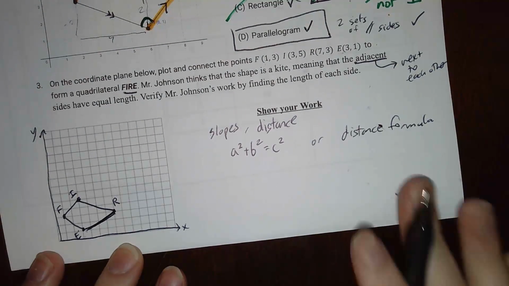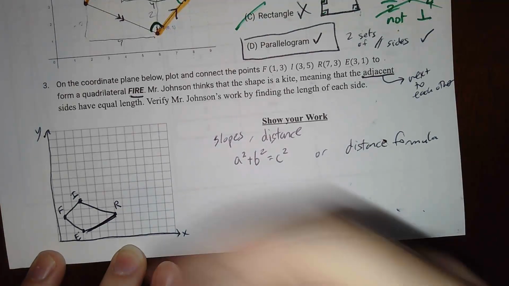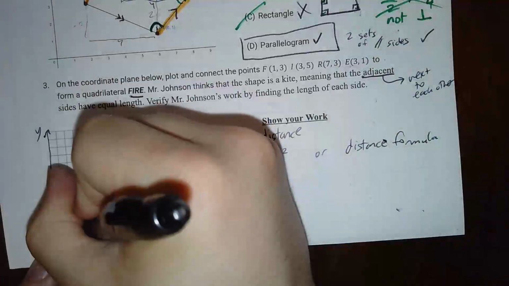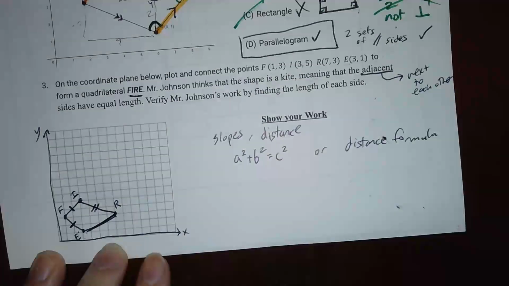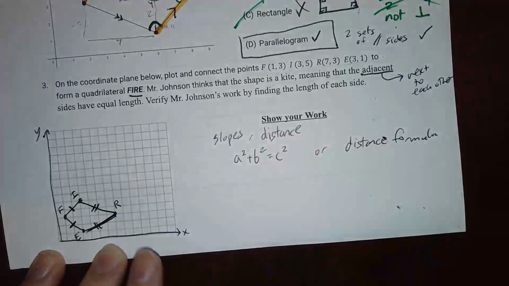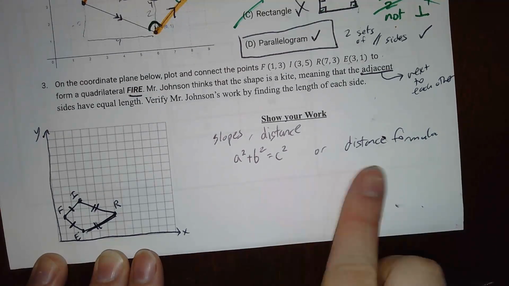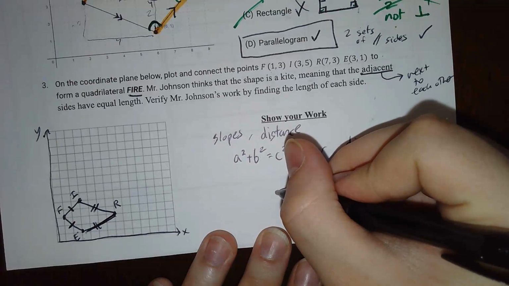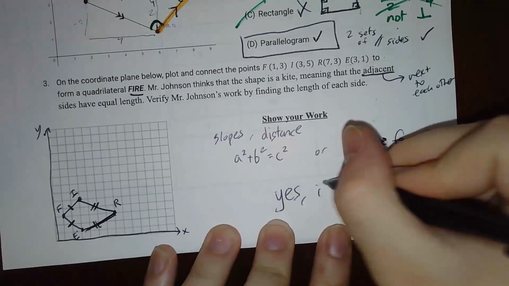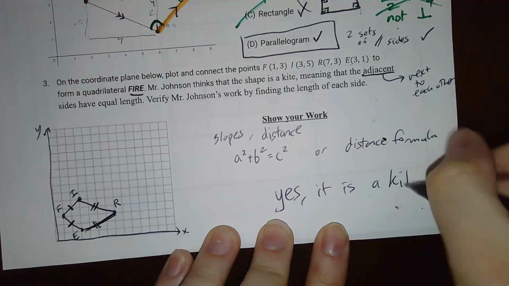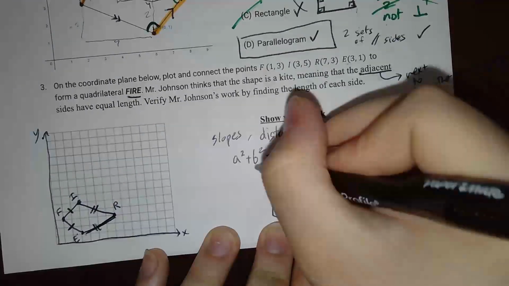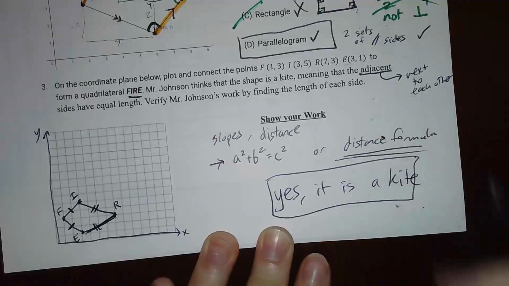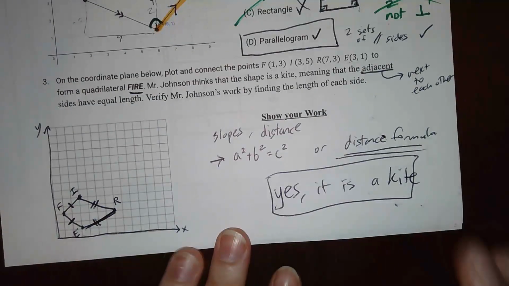Once you confirm that the distances are the same, which I will say FI and RE are the same, and once you confirm IR and ER are the same, using the distance formula or the Pythagorean theorem, then you can go ahead and say yes, it is a kite. But remember, in this space right here, you're going to need to use either the Pythagorean theorem or the distance formula for each of those points.